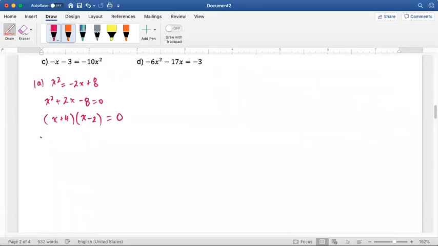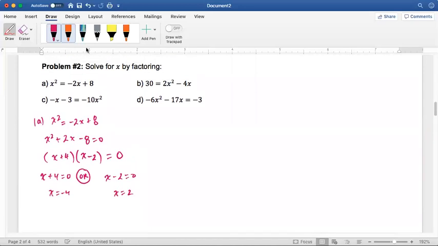So my roots are going to be x plus 4 is equal to 0, or x minus 2 is equal to 0, which means x has to be negative 4, or x needs to be 2. If you go back and substitute that into the original equation, negative 4 squared gives me 16 on the left, and negative 2 times negative 4 gives me 8, plus 8 gives me 16. So that makes the left side equal to the right side.